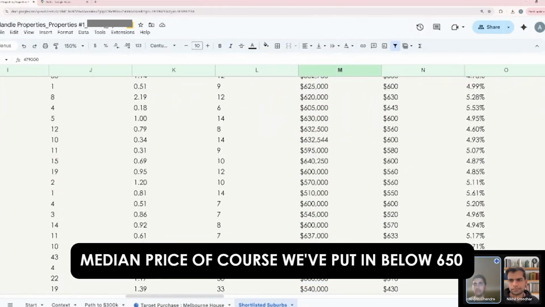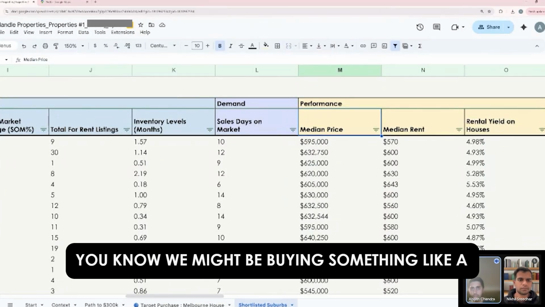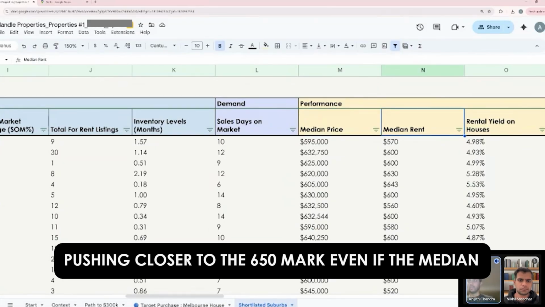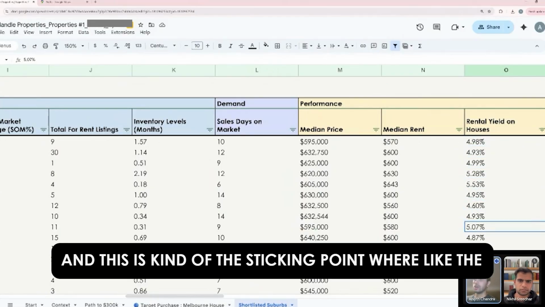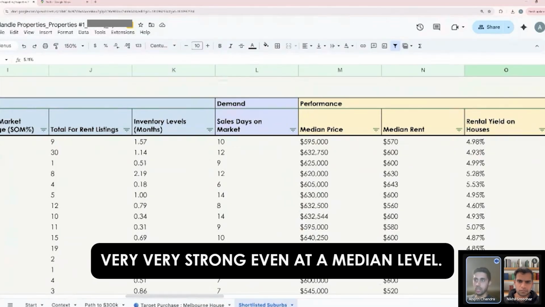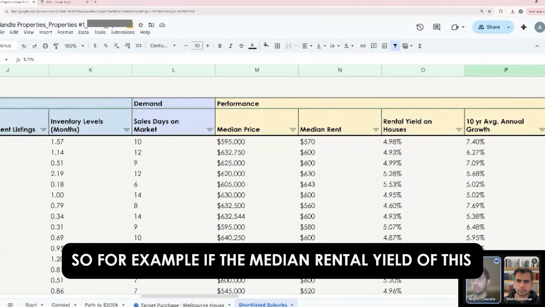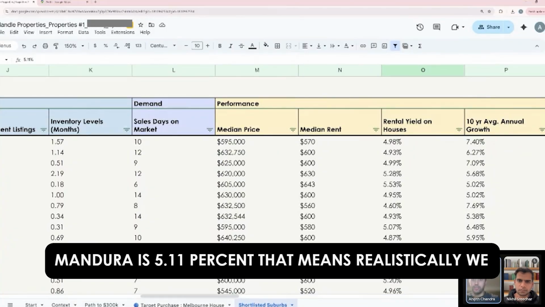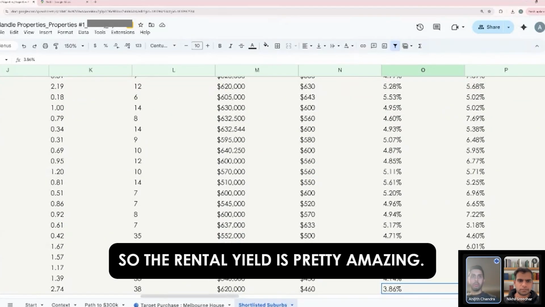Median price, of course, we put in below 650, which all of these are. We might be buying something like a better house in the suburbs, so we might still be pushing closer to the 650 mark, even if the median might not be there. Median rent is good, but you can see rental yield, and this is the sticking point, where the beauty of Western Australia is the rental yield is very, very strong, even at a median level. For example, if the median rental yield of this suburb here, which is Pinjarra in Mandurah, is 5.11%, that means realistically we can find houses at 5.5% even. So the rental yield is pretty amazing.